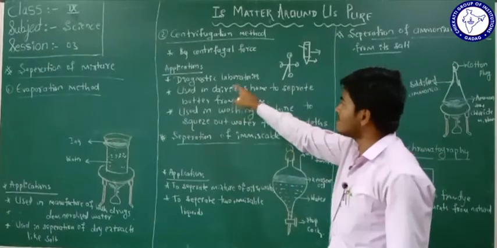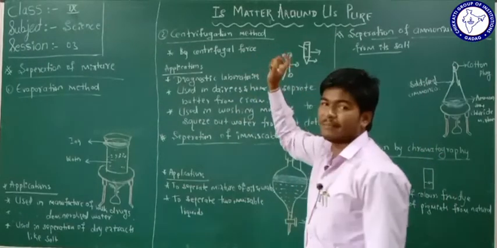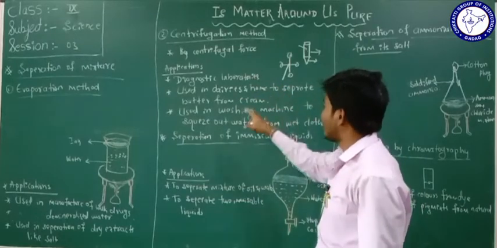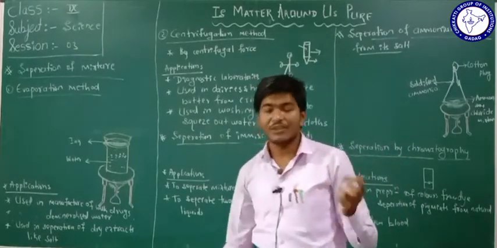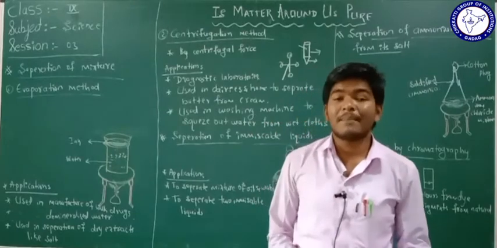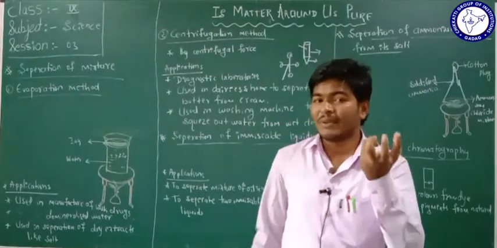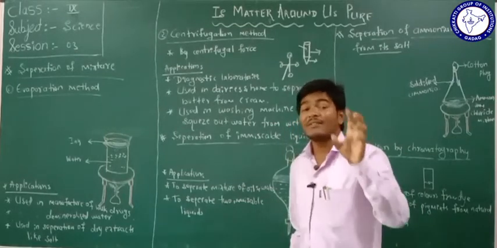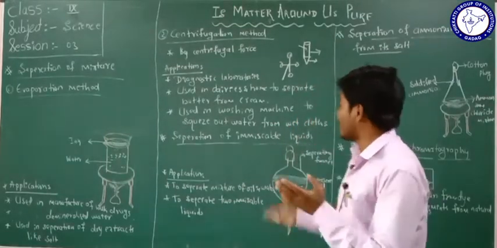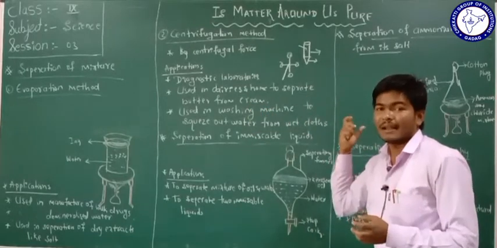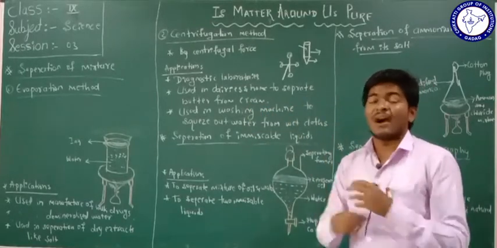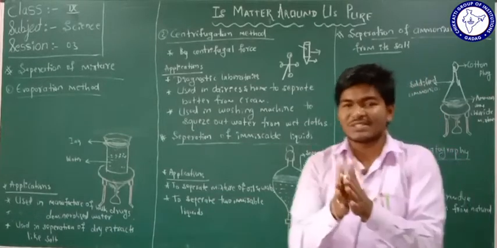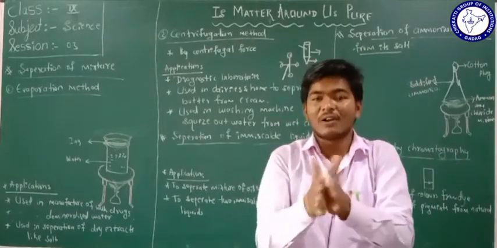Another use of the centrifugation method is in dairies and homes to separate butter from cream. Yes, if you observe in your home, if you are in a farmer family, your grandmother separates the butter from the buttermilk or from the cream. What process is she going to use? She uses one article and starts rotating it like this.